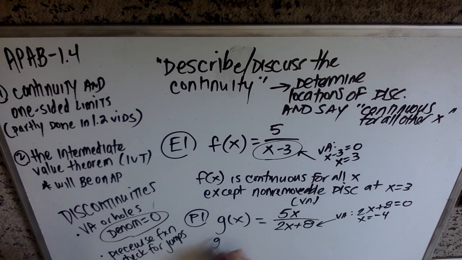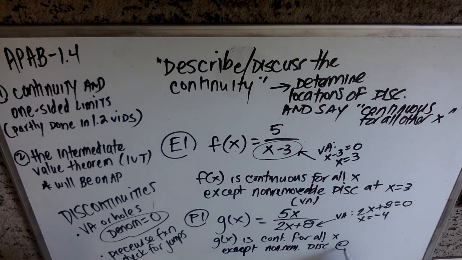So g of x is continuous for all x except, that's not how you spell any of those words, except there is a non-removable discontinuity at x equals -4. And I was kind of lazy with my notation, but we'll survive. All right.